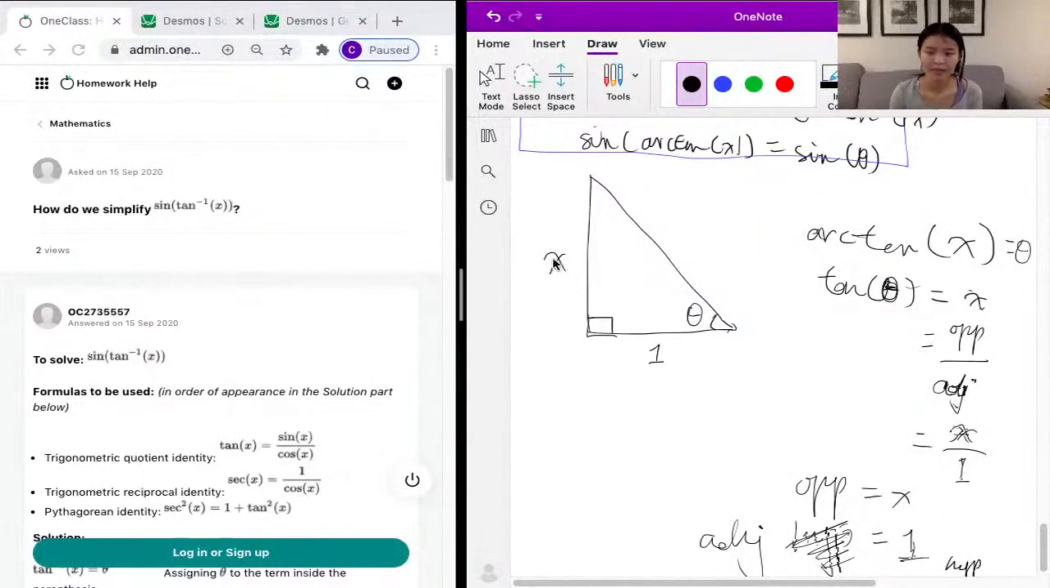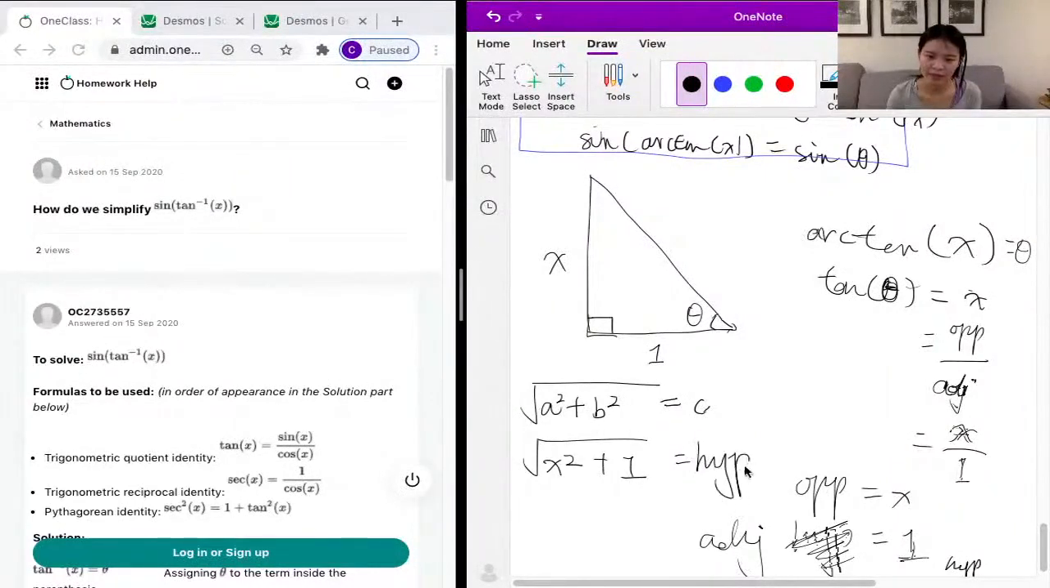As we noted previously, this is a right angle triangle. So based on the Pythagorean theorem, which states that a squared plus b squared equals c squared, where a and b are two sides of the triangle and c is the hypotenuse, here we have a squared as x squared, b squared as 1 squared, and the hypotenuse is the square root of x squared plus 1. Now we filled in all the information of our triangle.